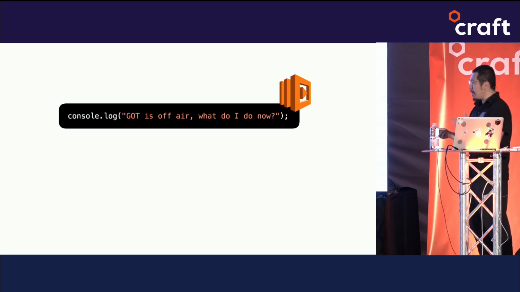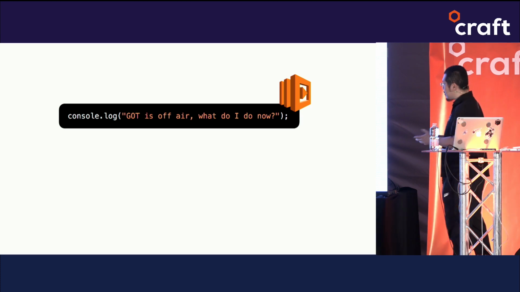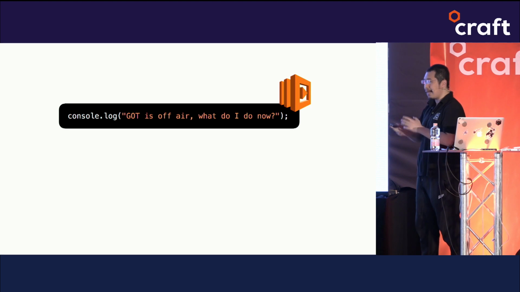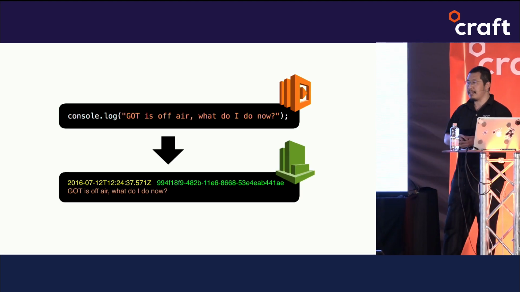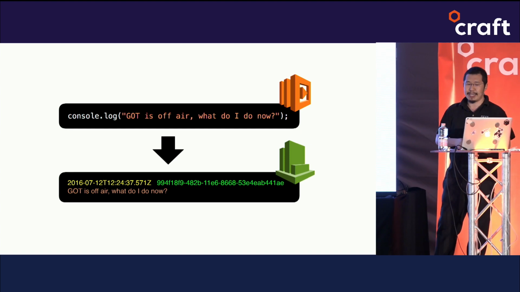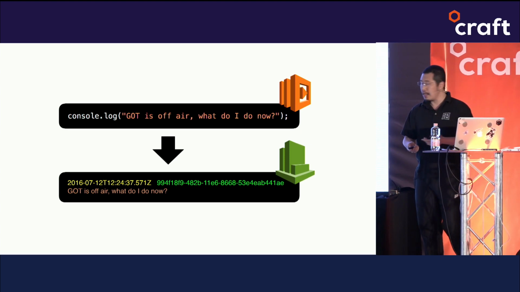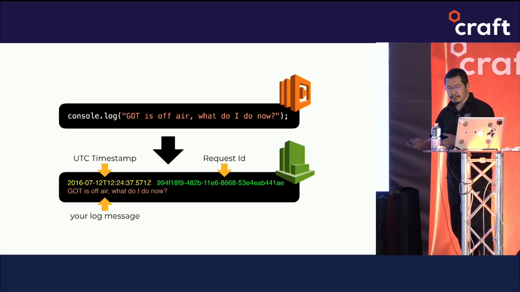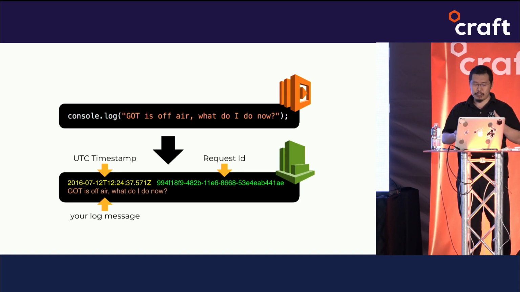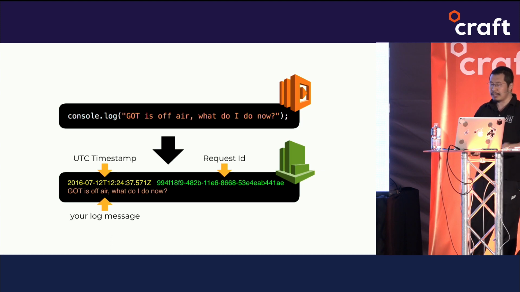Anytime you write something to console out, that data is captured by the Lambda service and shipped to CloudWatch logs asynchronously without adding any latency to your function invocation. So you get that out of the box, and you also get additional information around a UTC timestamp, request ID, as well as your log message.